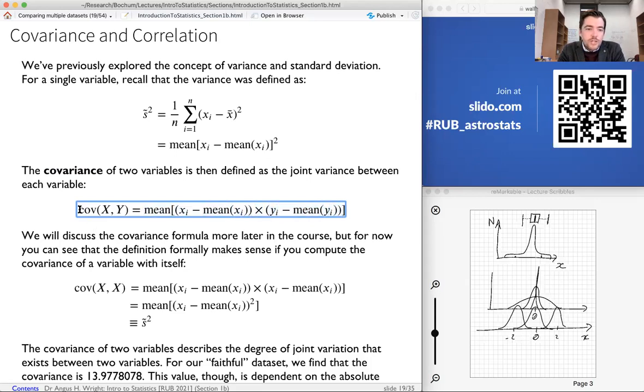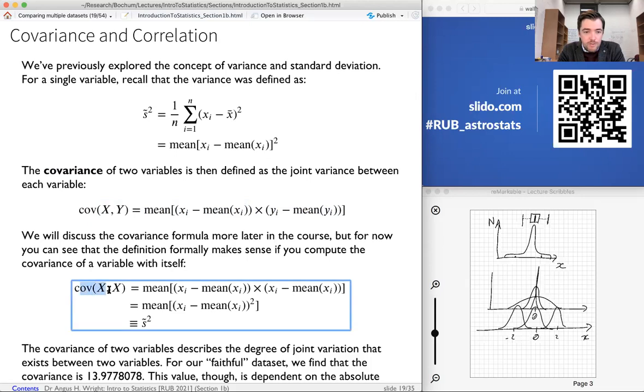The reason that you can verify that this is a sensible formula is because you can ask the question, what is the covariance of a variable with itself? And in the limit where you have the covariance of a variable with itself, this reduces to the mean of the squared dispersion between the data and the mean, which is obviously just the variance that we have up here. So the covariance of an object with itself is the variance, which makes sense. And the covariance of 2 variables is then defined in this way.